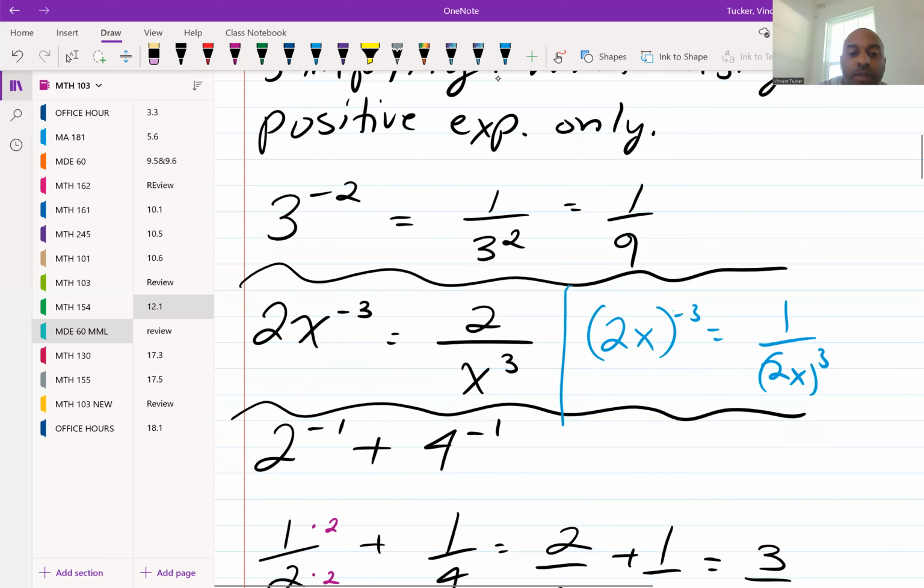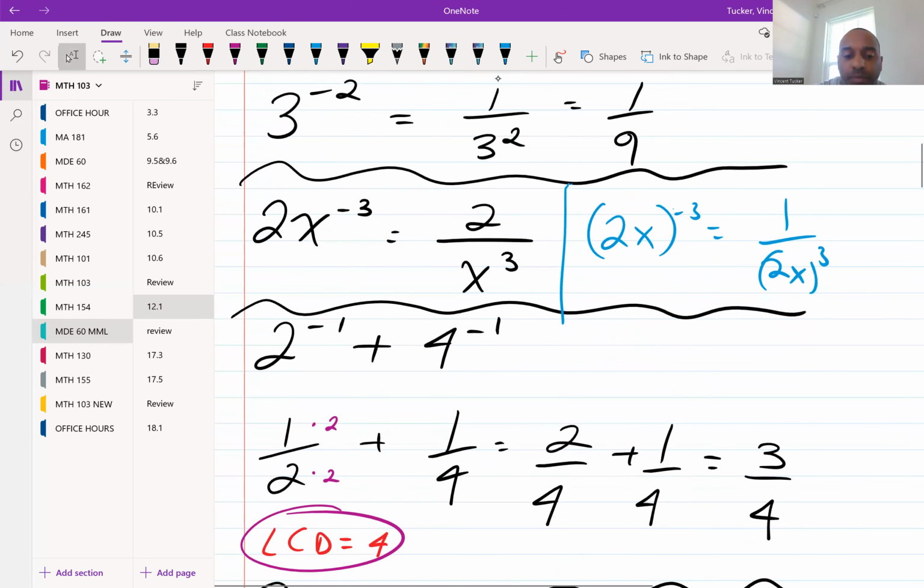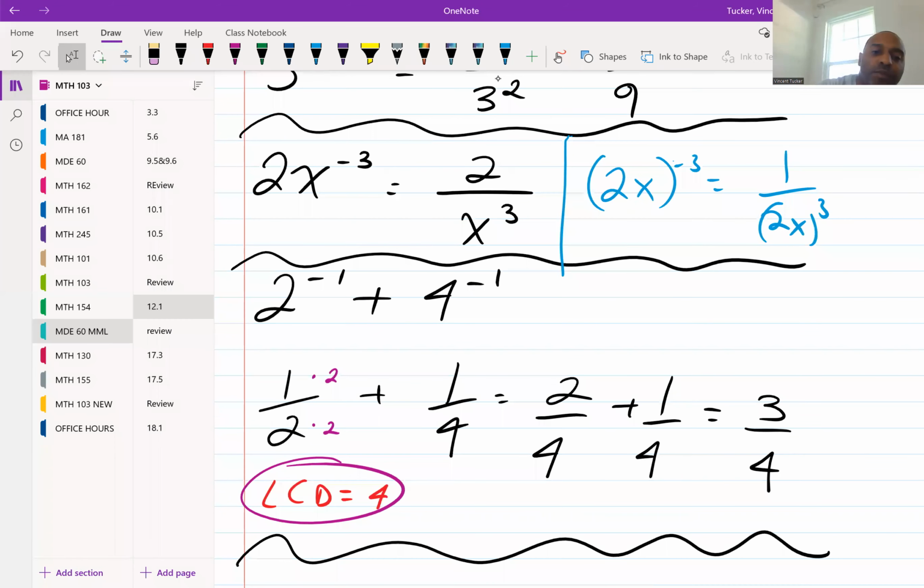All right, then we have 2 to the negative first power plus 4 to the negative first power. So first thing we do is rewrite it as a fraction with positive exponents. So that's 1 over 2 plus 1 over 4. It just makes you drop your 2 down to your denominator. You drop your 4 down to your denominator.